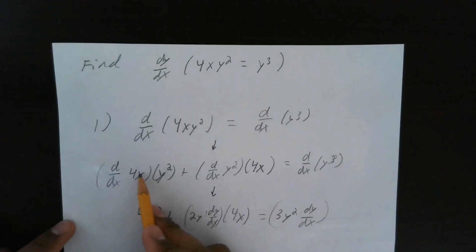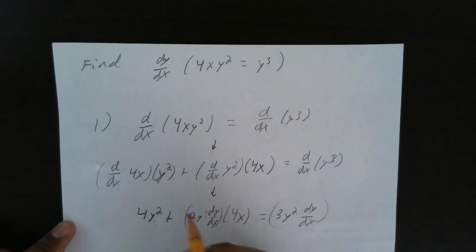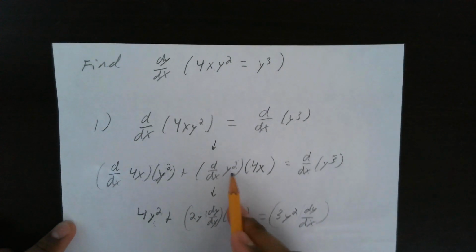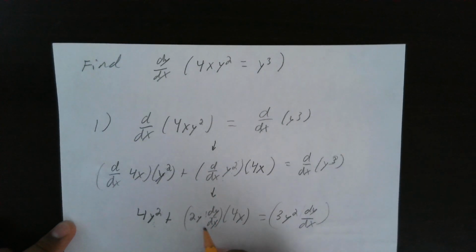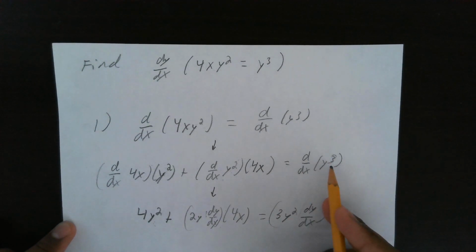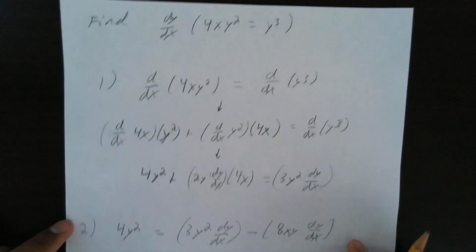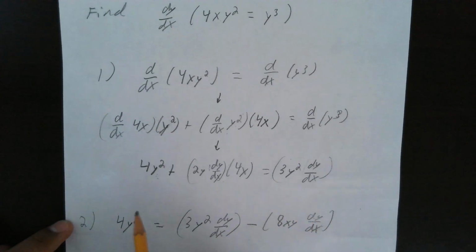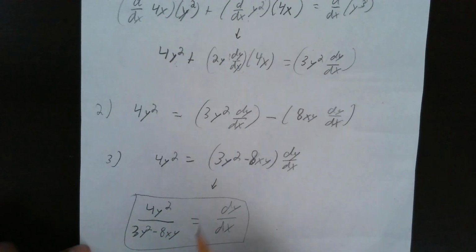So then this 4x will just become 4, and then multiplied by y squared, so we get 4y squared. And then this y squared over here will become 2y, and then we have to have this dy over dx term next to it, and multiply that by 4x. This will be equal to 3y squared times dy over dx. And then we move our terms with dy over dx onto one side, the terms without it on the other side, and then isolate for dy over dx, and you get, this is your final answer.